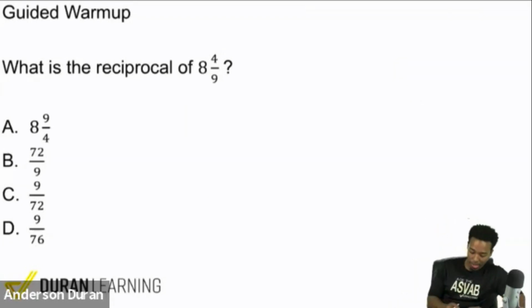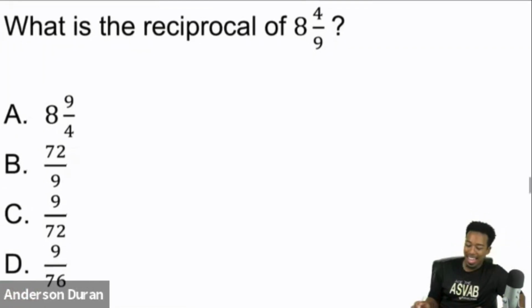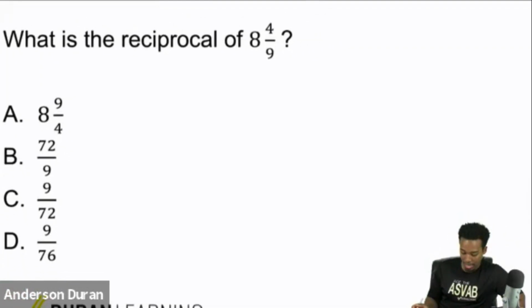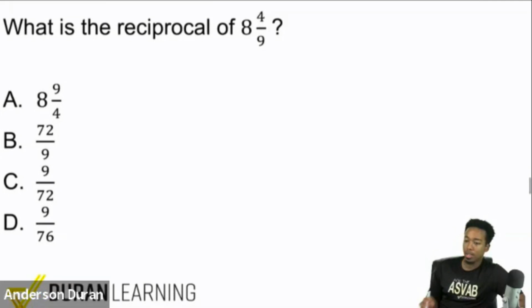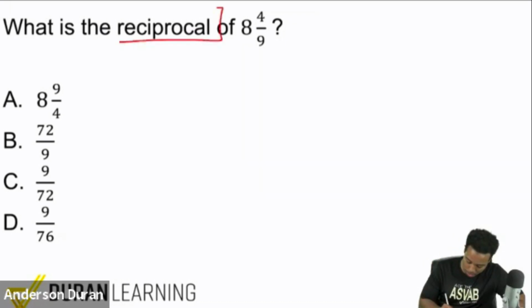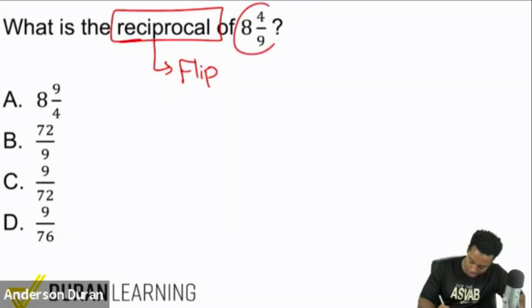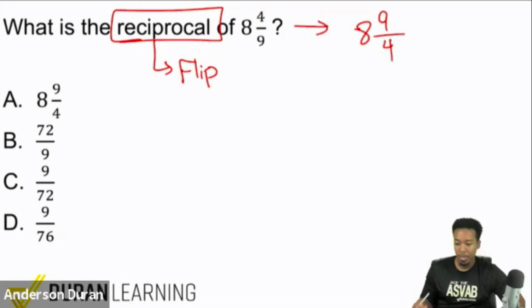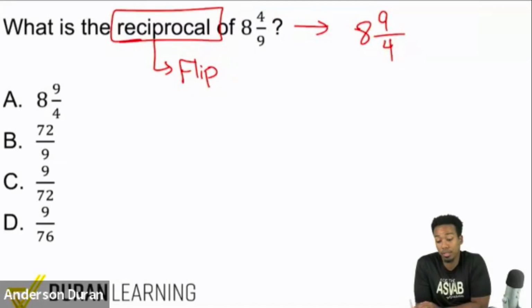So the problem asks us to figure out what the reciprocal of 8 4/9 is. For anybody coming in a little later, I want to make sure you understand what's going on. If I were to say, take the reciprocal, that means flip. So I'm going to take the 8 4/9 and turn that into 8 9/4. Is that correct or incorrect? Immediately. Yes or no? Yeah, it's going to be no.